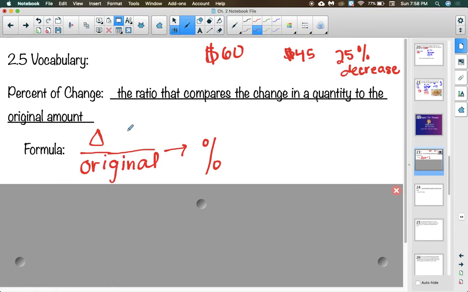So now that we know that little bit of an example, let's see how that definition makes sense. It's the ratio, so ratio is a division problem, and it compares the change, the delta, the 60 minus 45 equals 15, to the original amount. So it would compare 15 to the original $60, and then we would do a division problem and turn that into a percent, and that's where I got that 25% number. I called it a decrease or a discount because that price was going down.